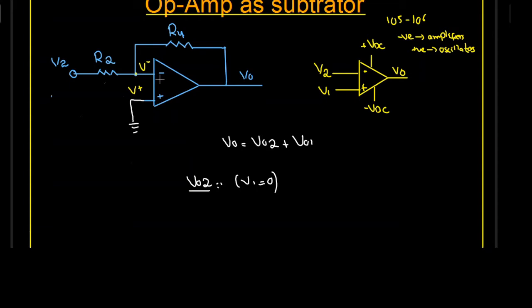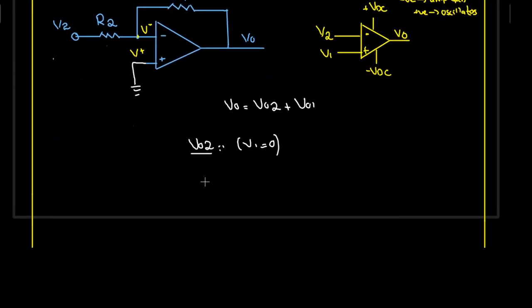Now if we have a look, this is actually the configuration of the inverting amplifier, and in an inverting amplifier my output voltage, in this case VO2, will be equal to minus the feedback resistor RF divided by the input resistor R2, multiplied by V2. Let me name it equation 1. So now we have found the effect of the second voltage V2, and now we are going to find the effect of the next voltage, which is V1.